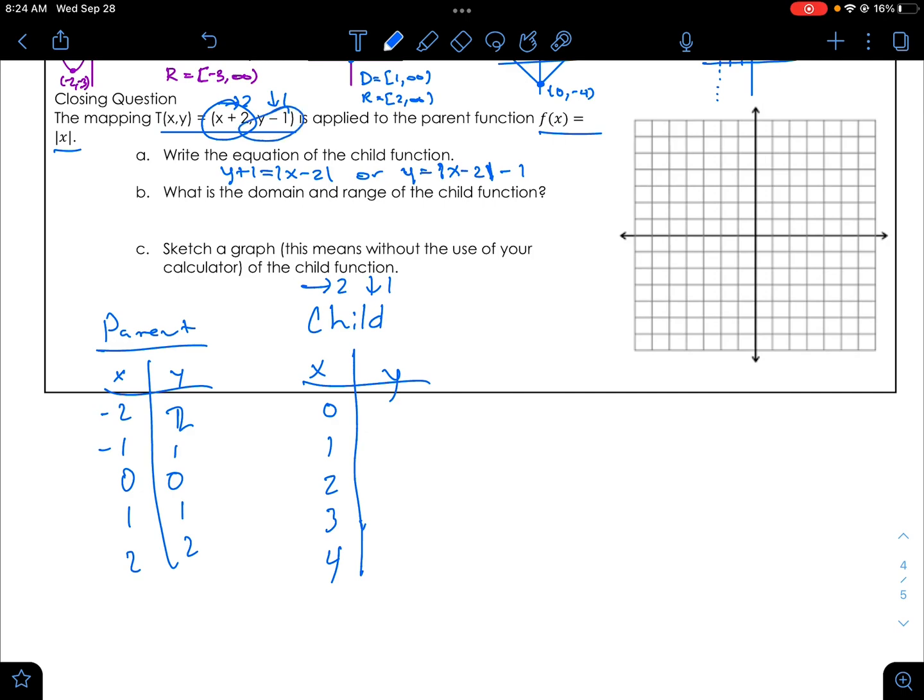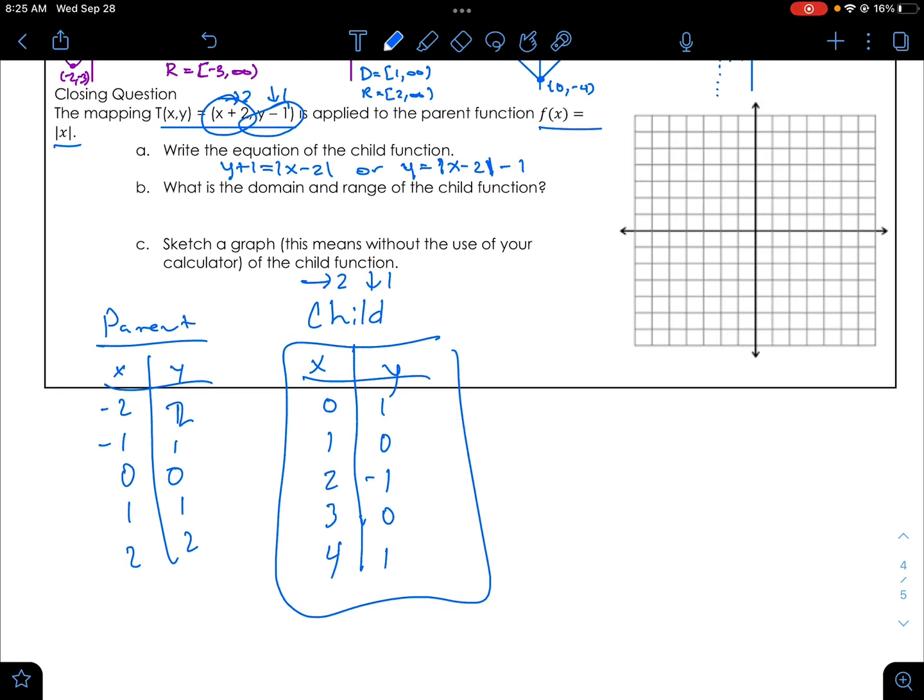And then for each y value, you're subtracting 1. 2 minus 1 is 1. 1 minus 1 is 0. 0 minus 1 is negative 1. 1 minus 1 is 0. 2 minus 1 is 1. And so you have your new points for your child function. And so you plot those: 0, 1, 1, 0, 2, negative 1, 3, 0, 4, 1. And you have your new graph.